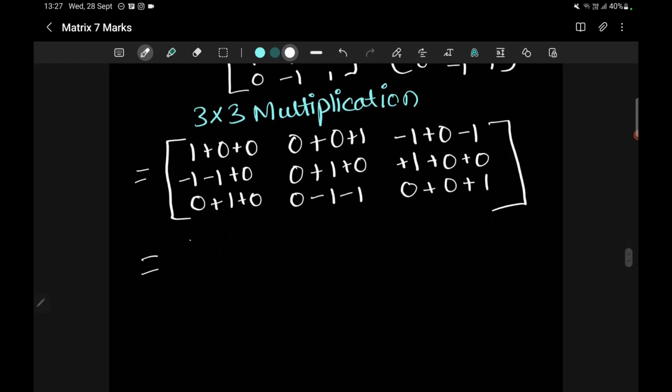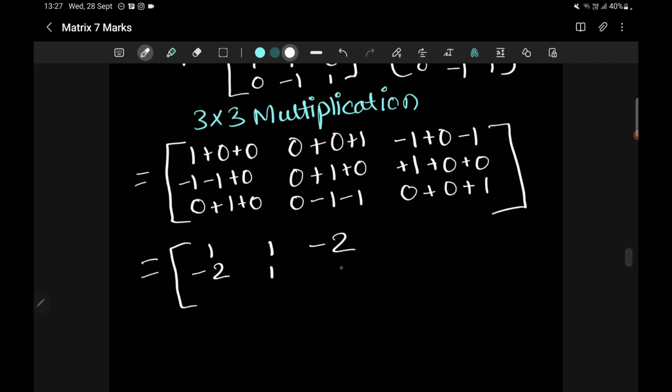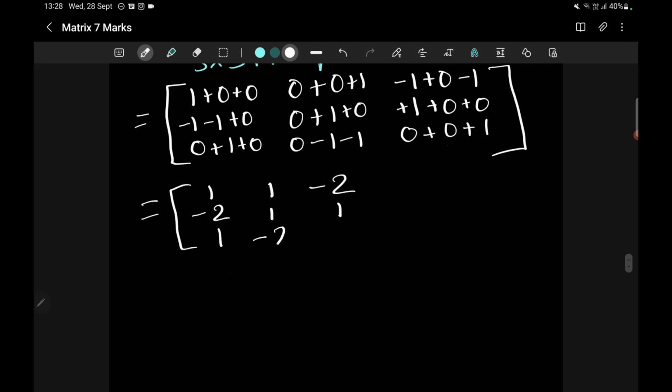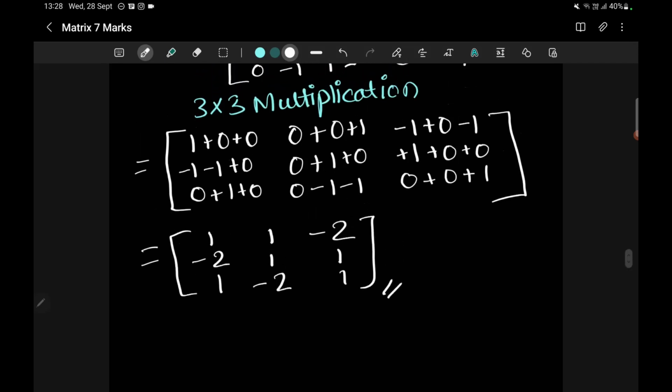Now let's simplify this. If you simplify this, 1 plus 0 is 1. You will get 1 here also. Minus 1 plus 0 minus 1 is minus 2. Minus 1 is minus 2 plus 0 is minus 2. Here you will get 1. 1. 1. Minus 1 and minus 1 is minus 2 and 1. This was all about 3 by 3 matrix.